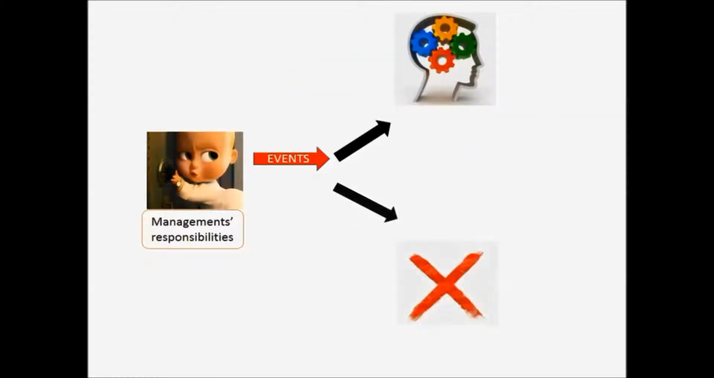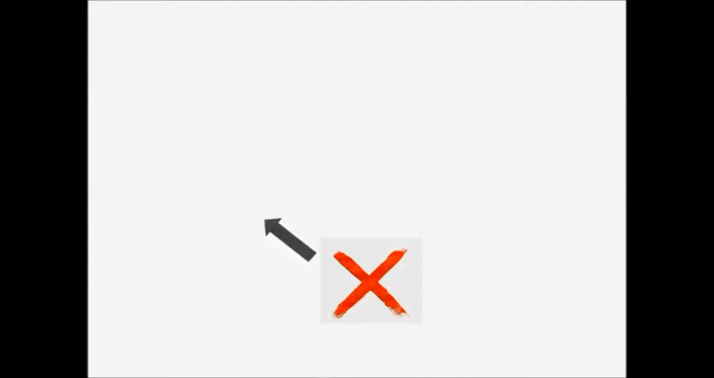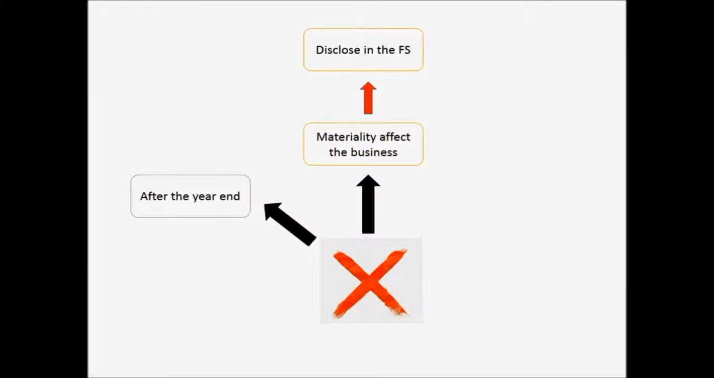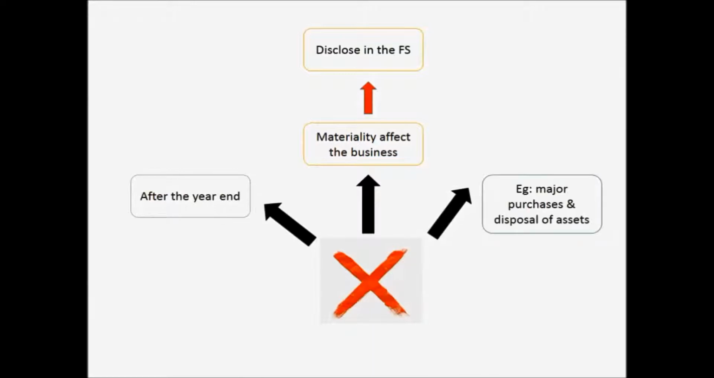The second event is the non-adjusting events. Non-adjusting events appear after the year end and relate to the next financial statement period. These events have to be checked in order to know the materiality. If the materiality affects the business, the management needs to disclose them in the financial statement. Examples of non-adjusting events are major purchases and disposal of assets.